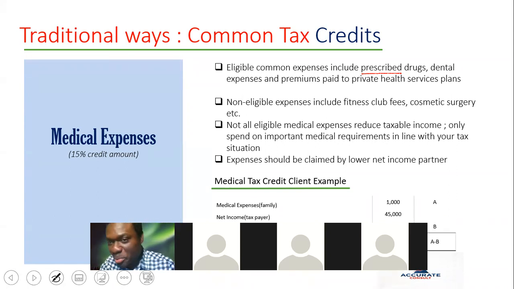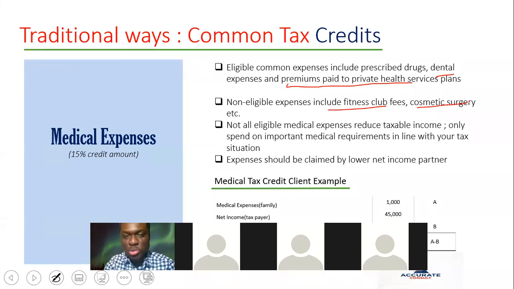Such is not eligible. Some people are getting away with it, but if they pick your file for audit and you cannot provide your prescription, then that expense will be rejected. Then if you pay premium on private health insurance, you can also claim it as medical expenses. Your dental expenses, of course, you can claim as medical expenses. Then non-eligible: your fitness club, cosmetic surgery is not eligible, except the surgery was recommended by the medical personnel and they said it's important you do it.